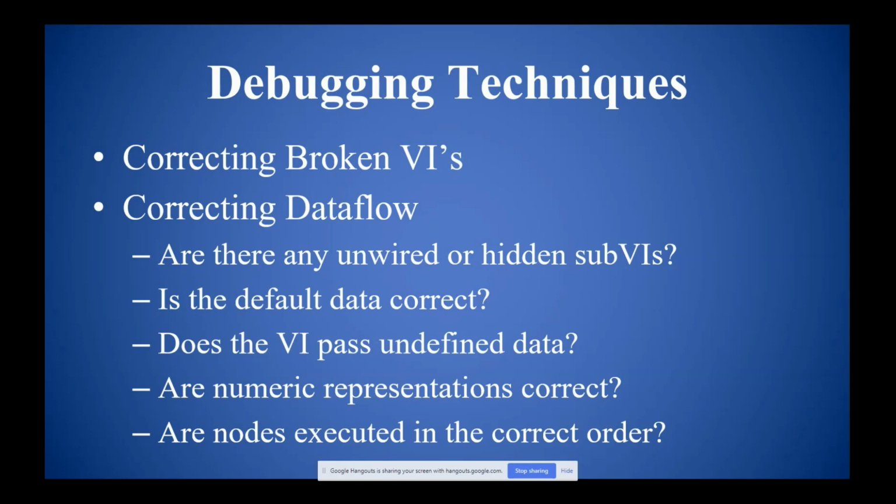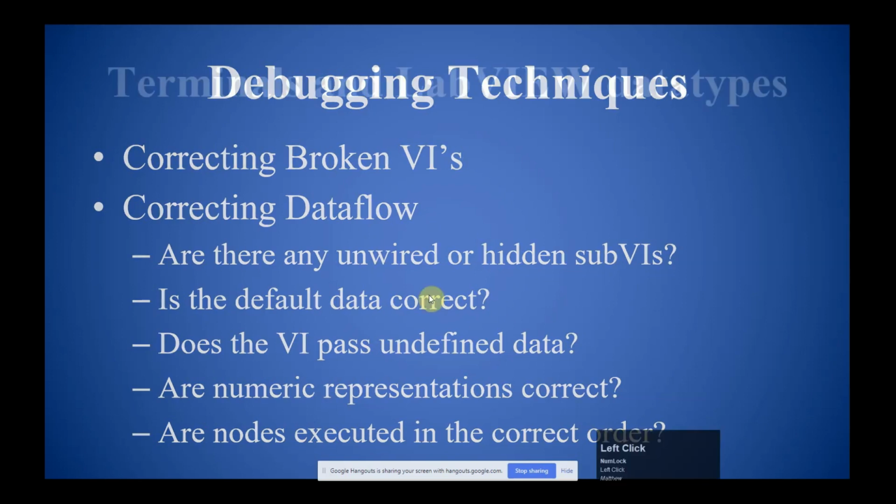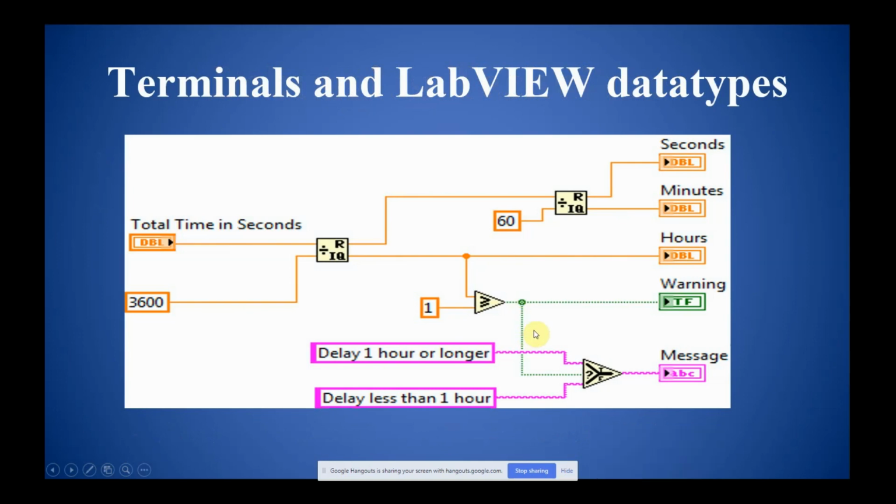And then, are the nodes executing in the correct order? That can be a problem if two things that you meant to depend on each other don't actually depend on each other. I'm not really thinking of a good example of when that is easy to get into.